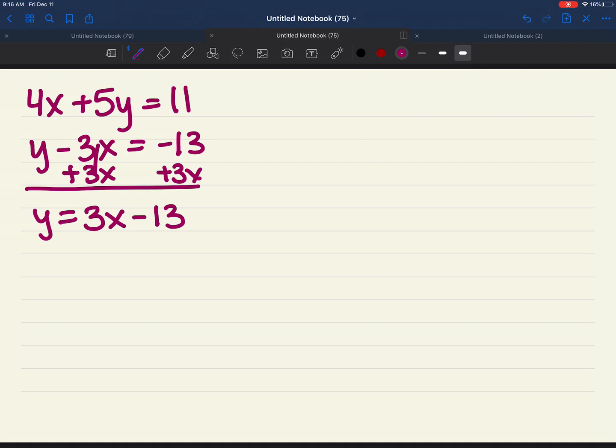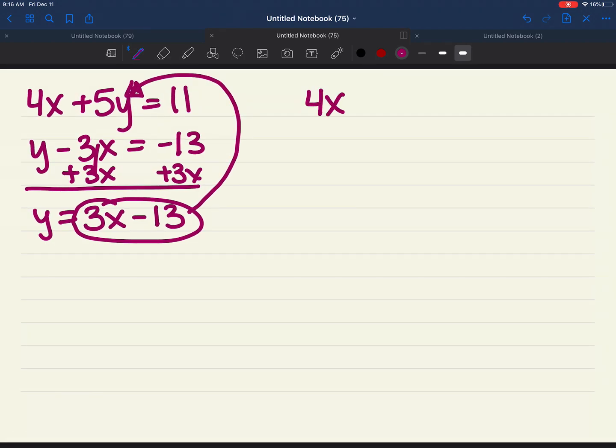Okay? So now, if I have y by itself, what can I substitute this for? Y in my other equation. Okay? So I would get 4x plus 5 times what? 3x minus 13. Because I'm substituting 3x minus 13 for y, equal to 11. Does everyone understand how I've gotten to this point? Does anyone not understand?